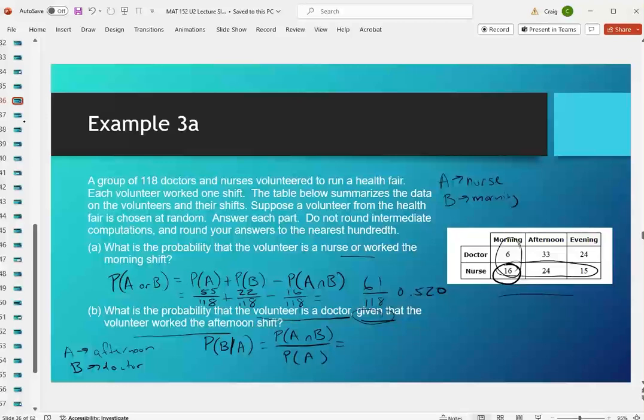So A and B, well, that's an afternoon doctor, right? Well, here's an afternoon doctor. There's only 33 ways that that can occur. And so that's going to be 33 over 118. Okay, but remember, if you think back to the rule and the way these fractions have worked out, we're going to get 118 on the bottom too. So we really just need the number of ways that it can occur. So 33. Or how many doctors are in the afternoon?